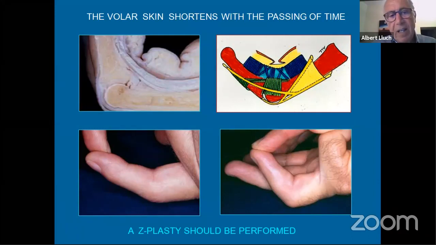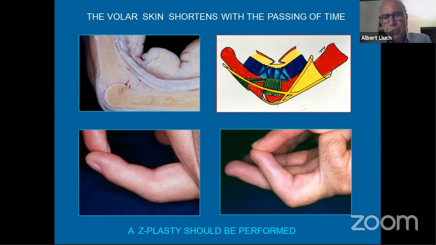Because the patient needs to extend the finger at the level of the MP joint, the entire finger. And when they extend it at the level of the MP joint, since the skin is shortened, it pulls the PIP joint into flexion. And the more extension you make to the MP joint, the more flexion you get into the PIP joint. And since the skin has never been released, you will have again another flexion contracture of the PIP joint.